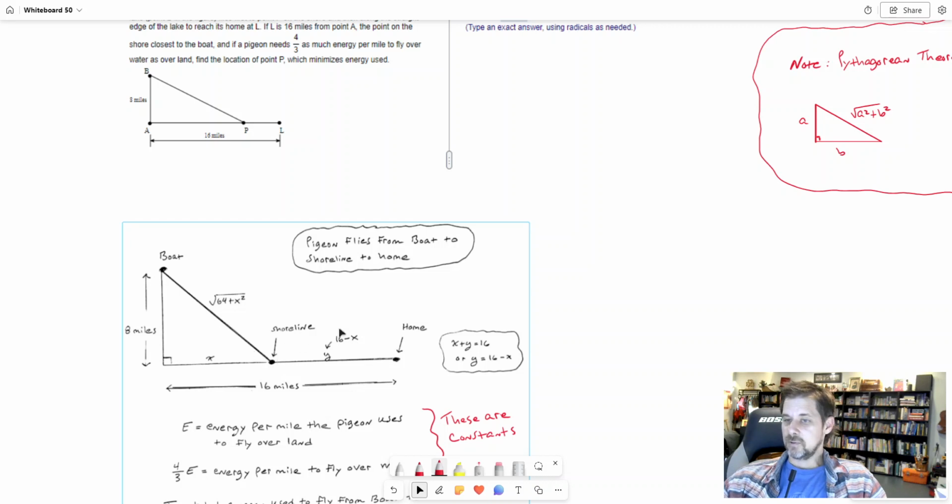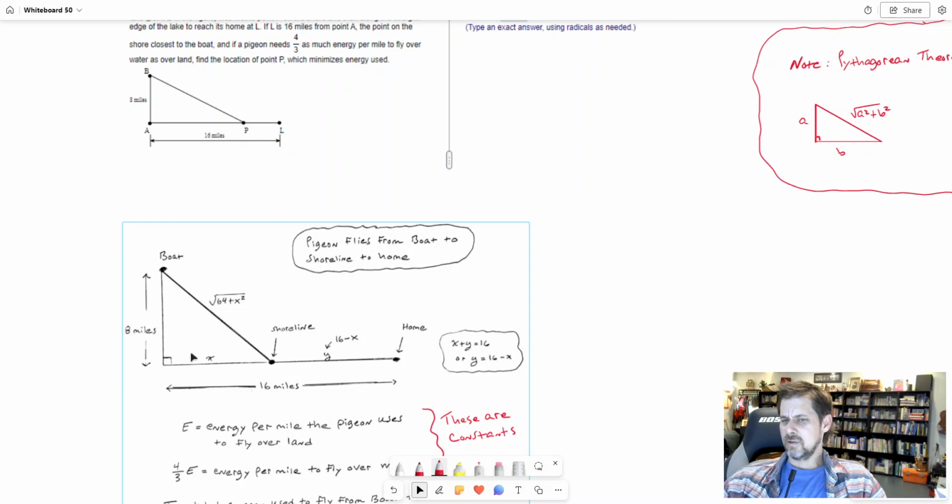What about from the shoreline to home? Well, I called this x and I called this y, but it was given to me in the problem that it's 16 miles from here all the way to here. That means if you take x and you add y, you get 16.